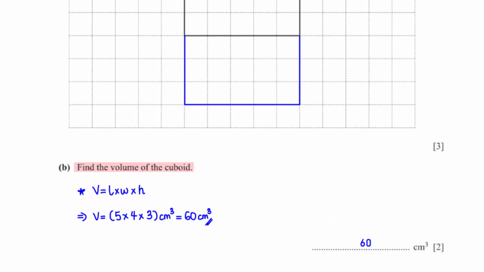Find the volume of the cuboid. Here is the formula for the volume of a cuboid. L is 5 centimeters, W is 4 centimeters, and H is 3 centimeters. This gives us 60 centimeters cubed.